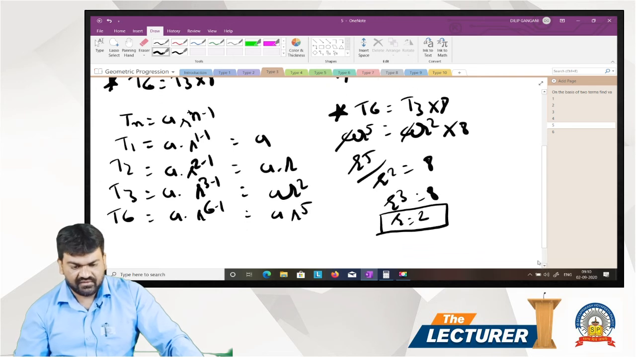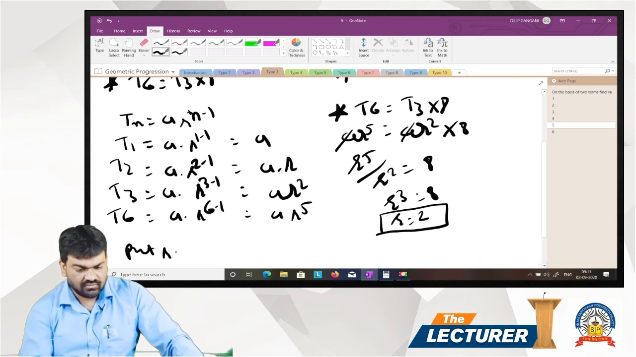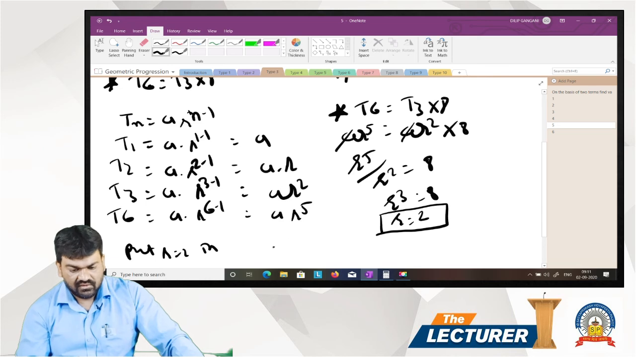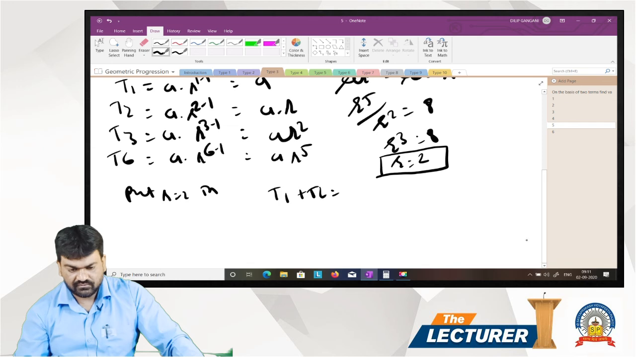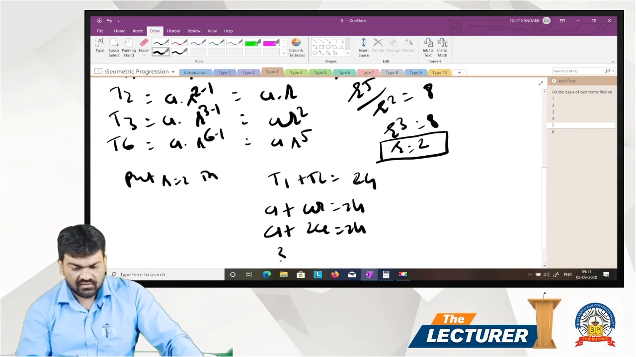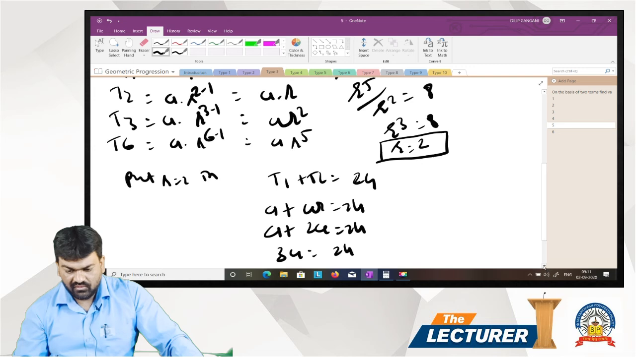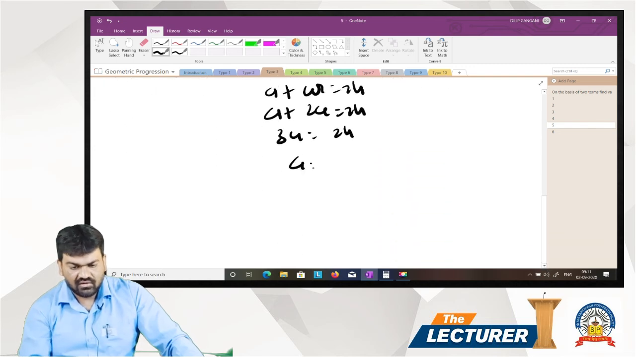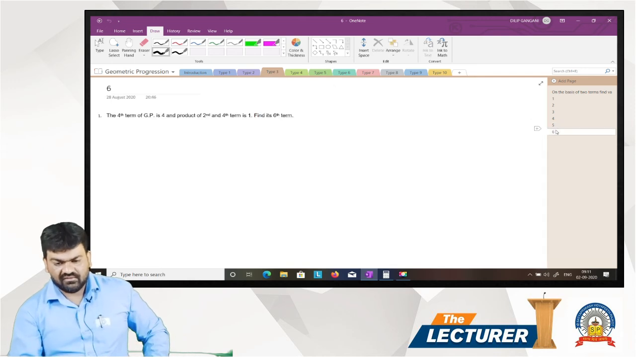Now put R is equal to 2 in T1 plus T2 is equal to 24. Okay. A plus AR is equal to 24. A plus 2A is equal to 24. 3A is equal to 24. So A is equal to 8. First term is 8, common ratio is 2.